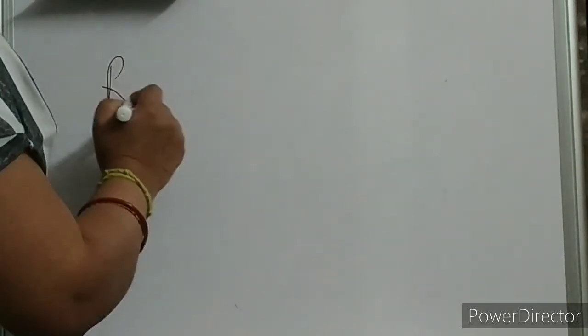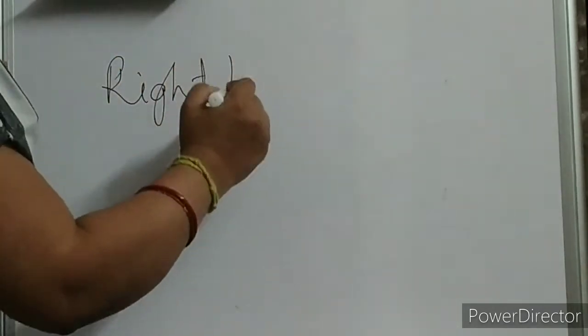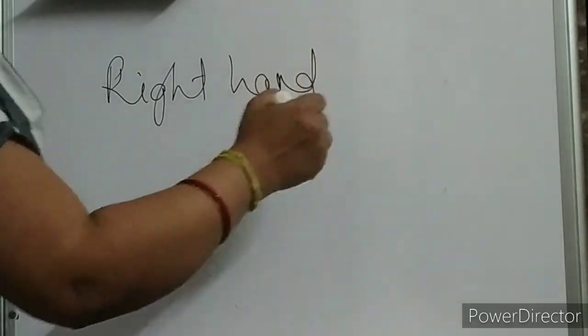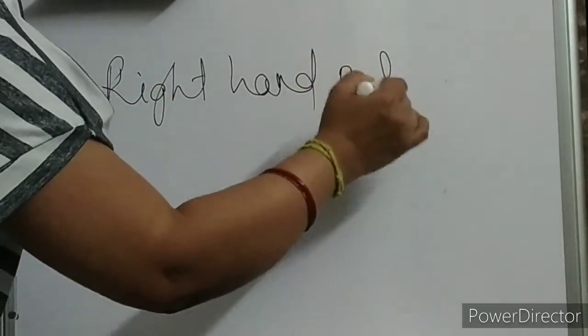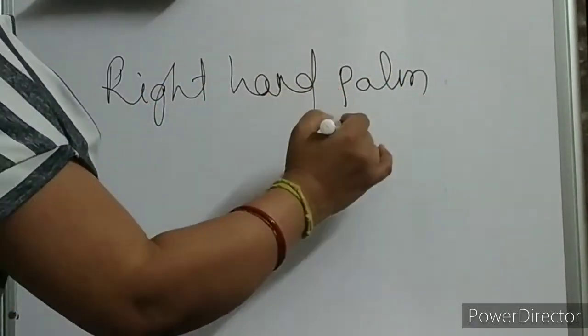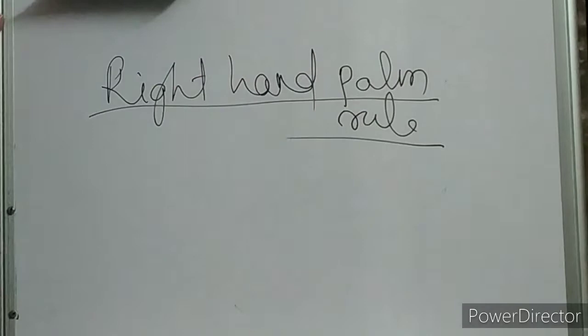Now I want to explain another rule which is much easier than Fleming's left hand rule, that is the right hand palm rule. Please children, this is my request. In every case you can see how helpful it is. No twisting of hands, no confusion. A very, very important rule, the right hand palm rule. Please concentrate.